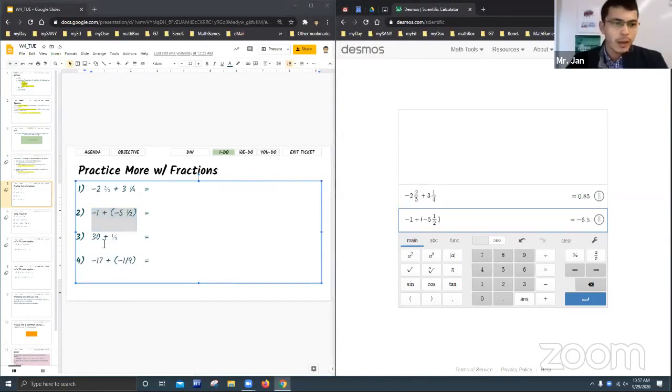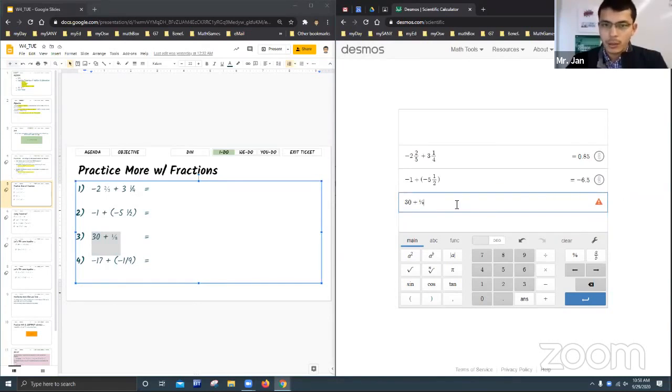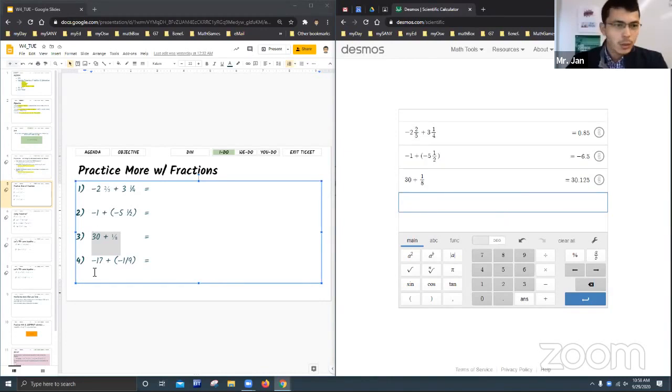So -6.5, and the next one is copy. So let's hit enter. You can see the results at the same time. And 30 plus 1/8. Oh, it didn't find it. So you have to type it manually. Here we go. And the next one, the last one, is 17. And so this is the review from yesterday.